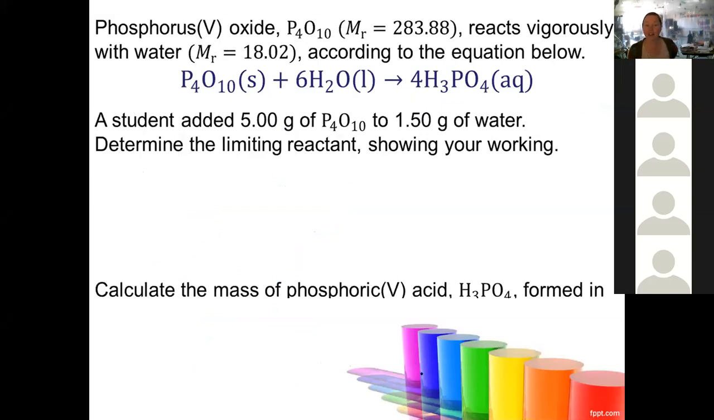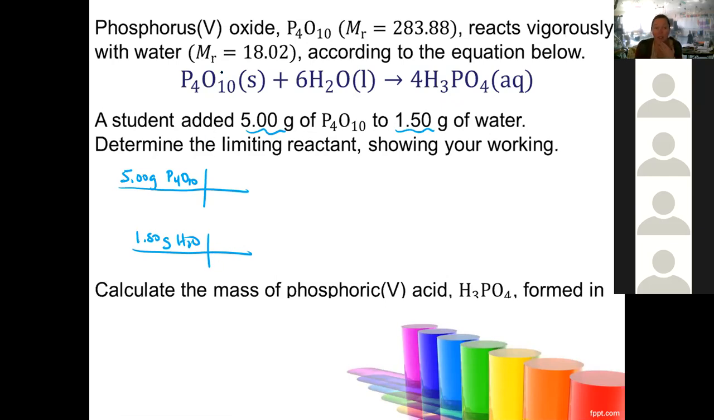Phosphorus 5 oxide reacts vigorously with water according to that equation. If we combine this many grams of phosphorus 5 oxide with this many grams of water, what's our limiting reagent going to be? How can I figure this out? What do we need to do first in stoichiometry all the time? Mole conversion. Got to get to moles. Exactly. So I need to convert my 5 grams of phosphorus 5 oxide to moles, and we also have to convert our 1.5 grams of water to moles.